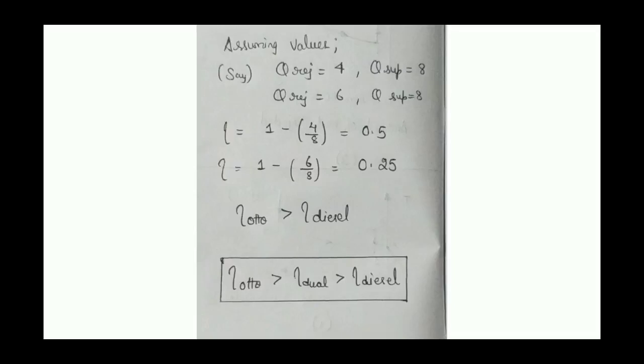In this case, the diesel cycle has more area of heat rejection, so the diesel cycle is less efficient than the Otto cycle under this condition, which is equal compression ratio and heat addition. There's another cycle, the dual cycle, which is a combination of both cycles, so that comes in between. Under this condition of equal compression ratio and same heat addition, the Otto cycle is more efficient than the dual cycle, and that is more efficient than the diesel cycle.